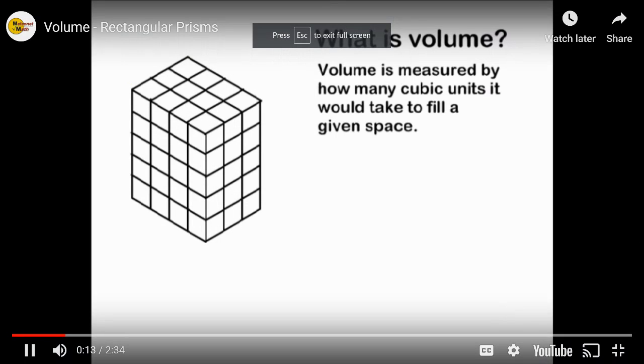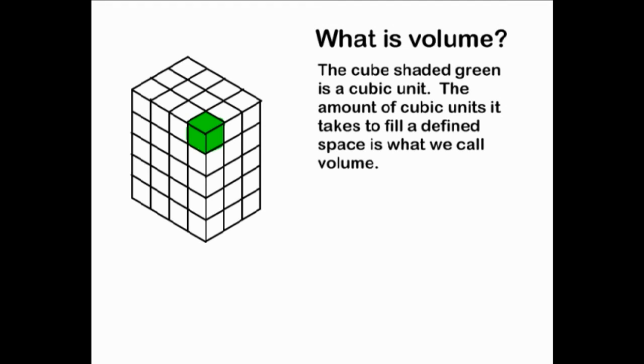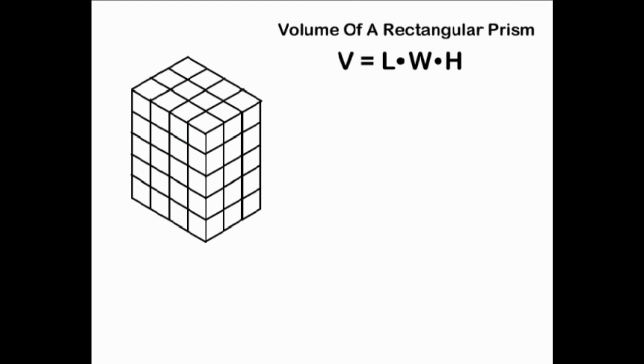Volume is measured by how many cubic units it would take to fill a given space. The cube shaded green is a cubic unit. The amount of cubic units it takes to fill a defined space is what we call volume. The shown geometric solid is a rectangular prism. To find the volume of any rectangular prism, we simply multiply the length times the width times the height.